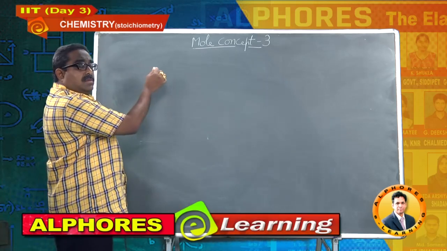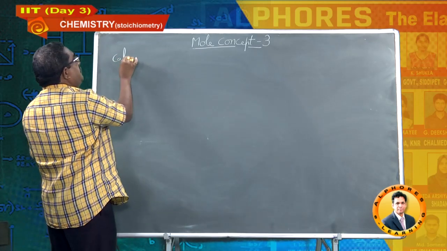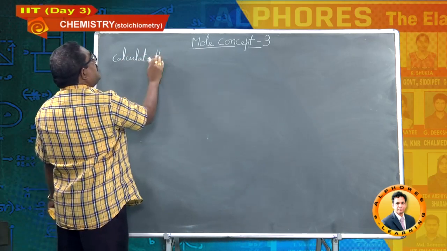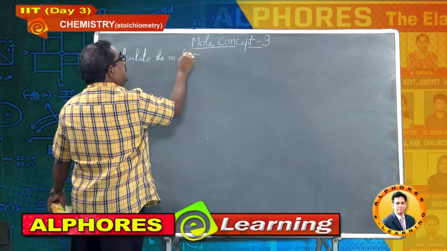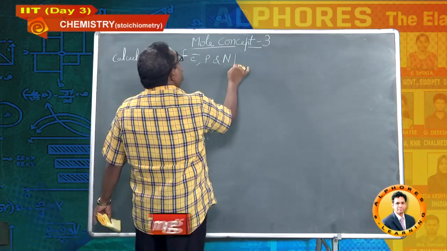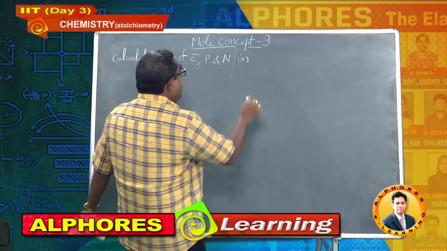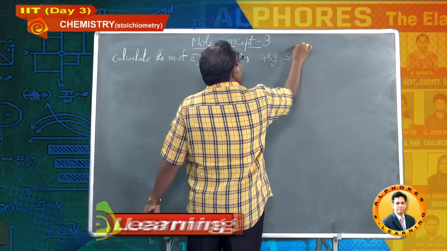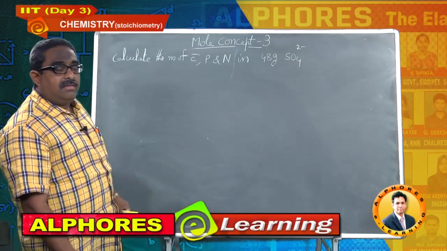Students, let me write the same calculation with one anion. I am writing the question here. Please note it down. Calculate the number of electrons, protons, and neutrons present in 48 grams of sulfate ions.